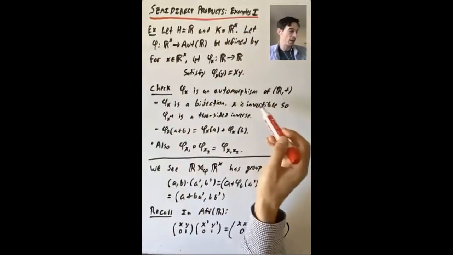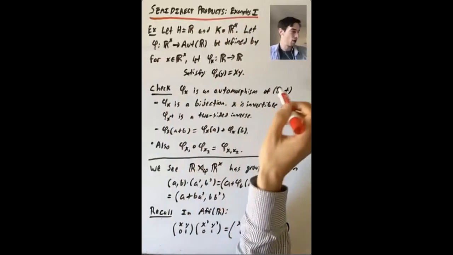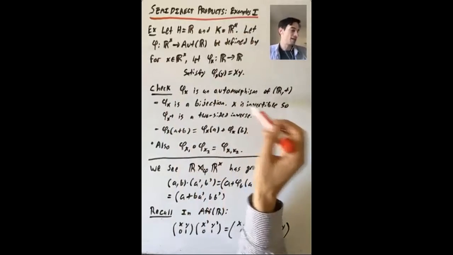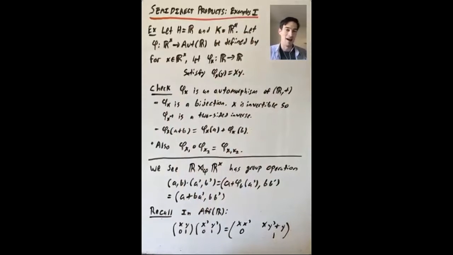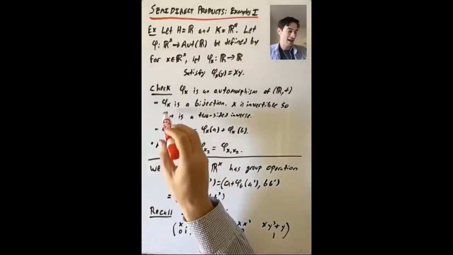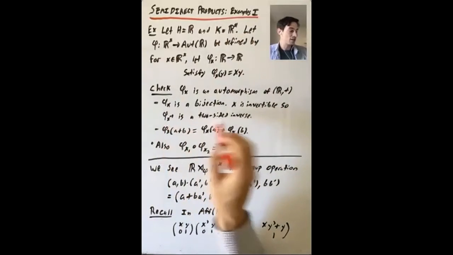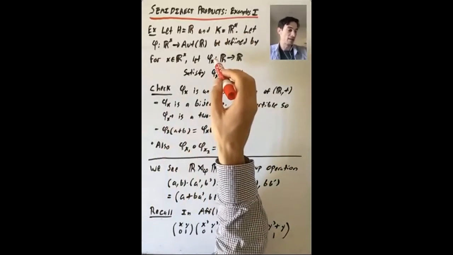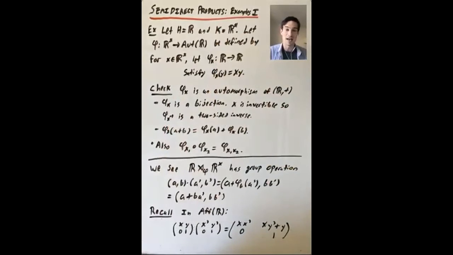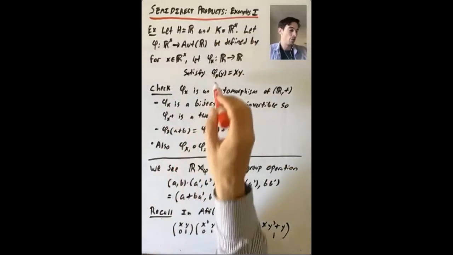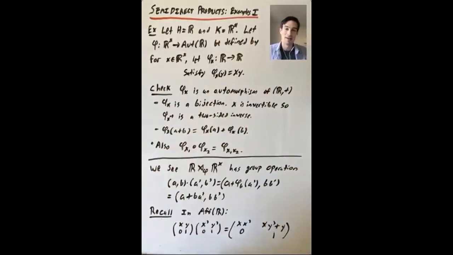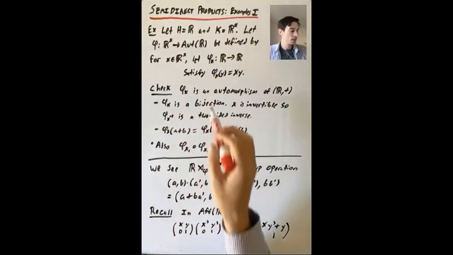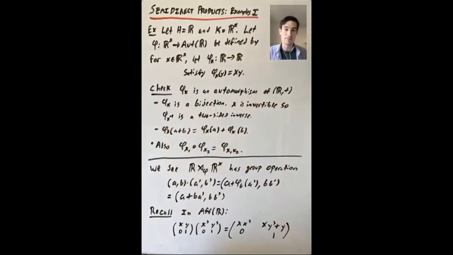Phi x is a bijection from R to R. I mean, x is invertible, so x inverse exists. And phi of x inverse is a two-sided inverse for phi of x. If you do phi of x and then do phi of x inverse and apply it to y, you just get back y. Same thing if you do it in the other direction. So phi x is a bijection because it has a two-sided inverse.